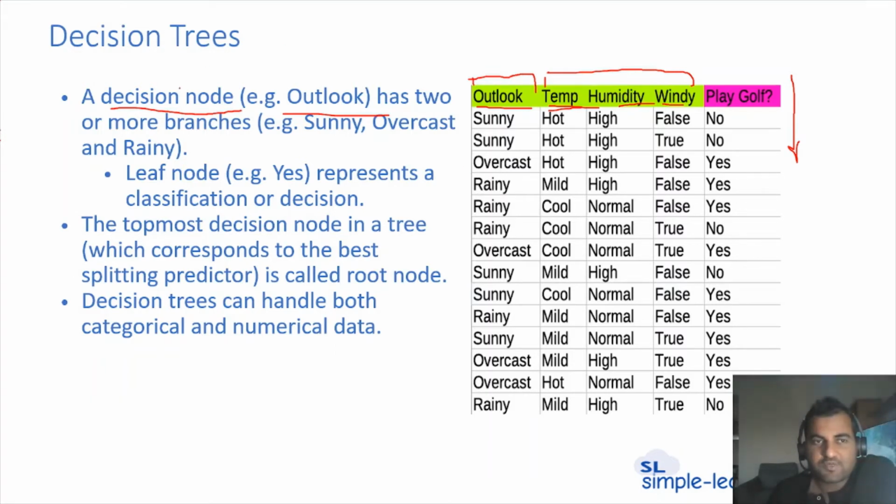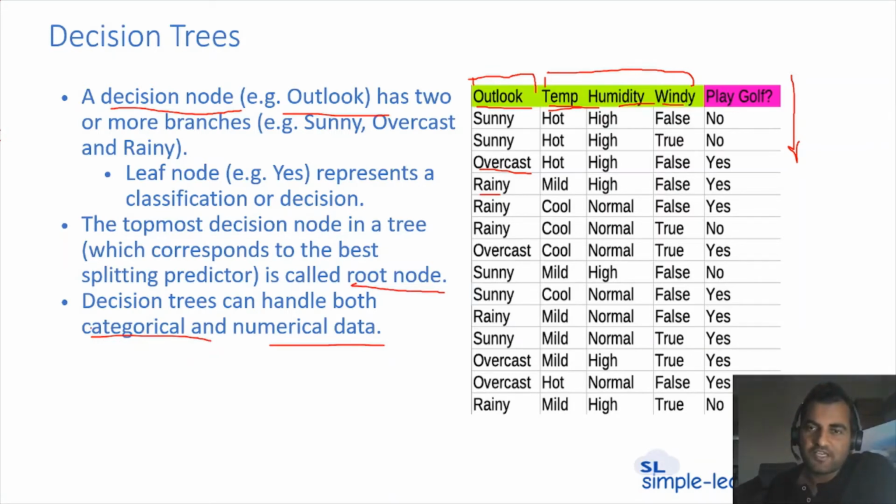Then Outlook has more branches, like sunny, overcast, and rainy, right? Then the leaf node represents the classification or the decision, right? The top decision node in the tree is called the root node. The decision tree can handle both categorical and numerical data. So this is the type of data you will be feeding, and what kind of training you want to expect.